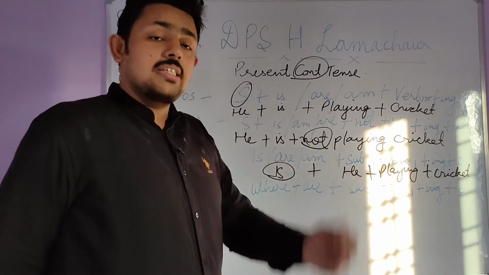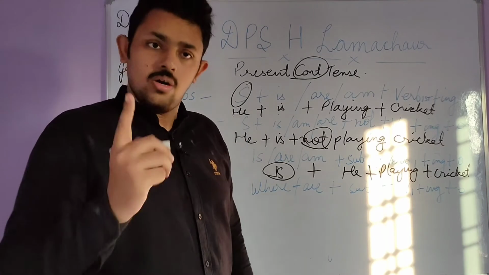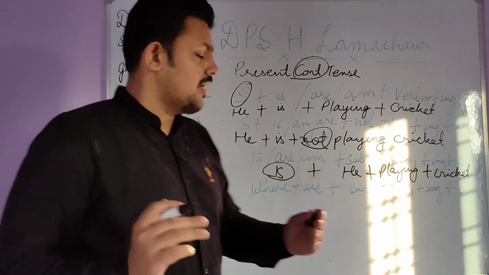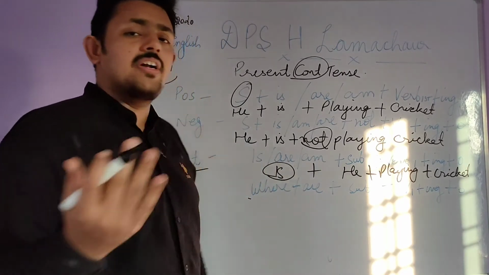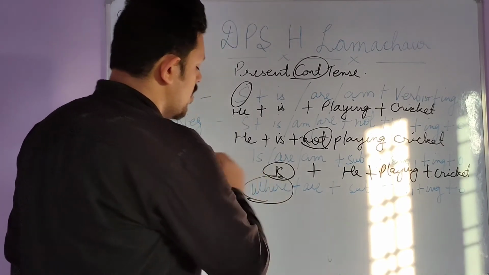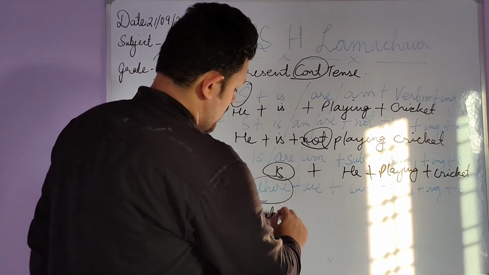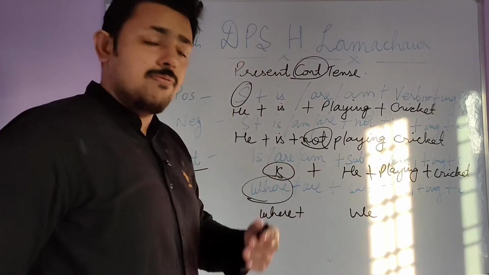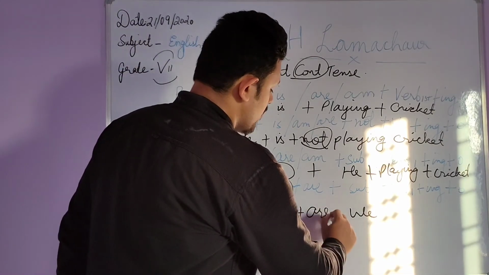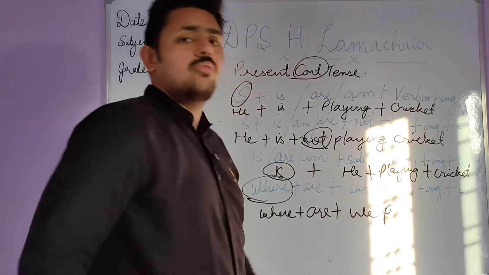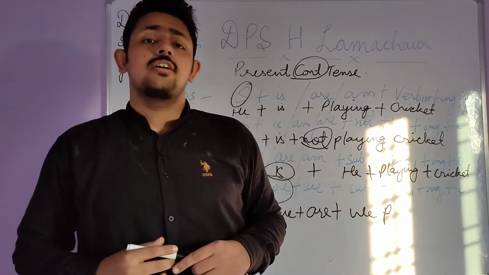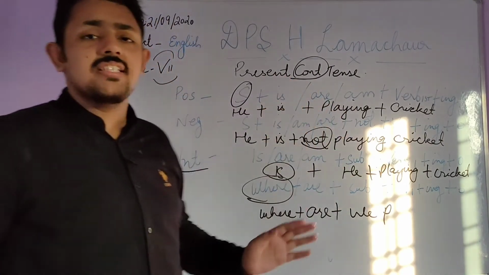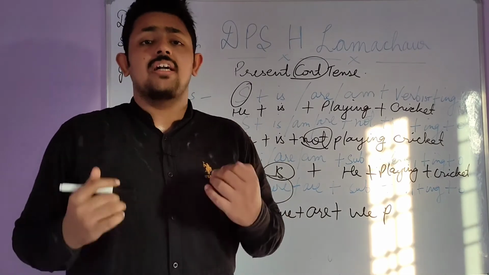Like we have done for the simple present tense, we have put do or does. Does he play cricket? Is he playing cricket? Similar? Okay, you got it. Now, in the second type of interrogative sentence, we use the interrogative word. Where plus, here our subject is in plural form, we have we. So we will use are. Where are we playing cricket? So it is very easy. Simple present tense and the present continuous tense. I hope, I believe that it is clear to you.